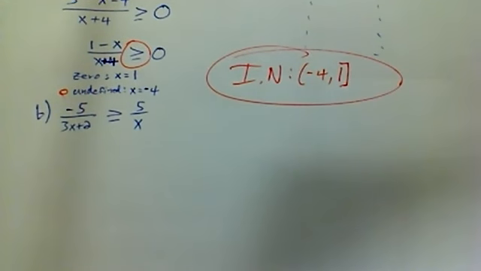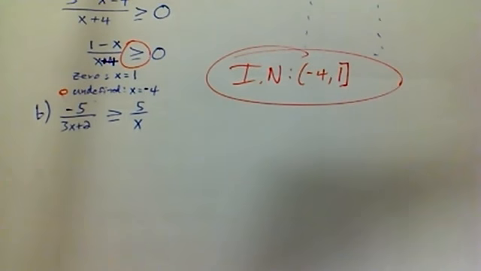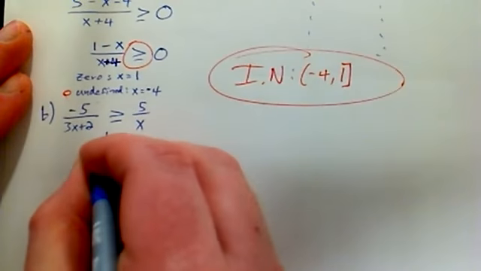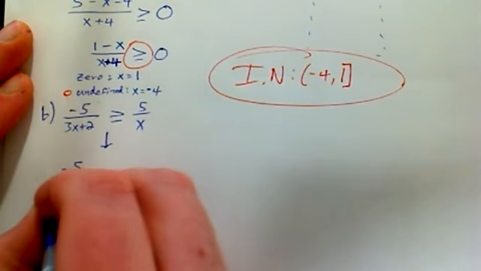B, negative 5 over 3x plus 2, greater than or equal to 5 over x. So once again, very tempting. If this was an equation, I'd do cross multiplication. It's not though, and I don't know if I need to flip the sign or not. So I'm going to resist that temptation and get everything on the same side.